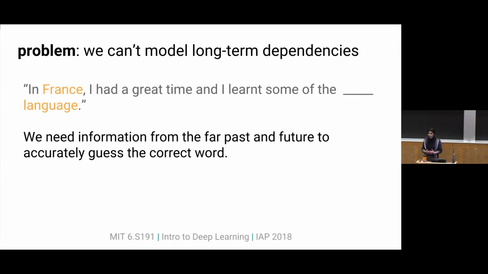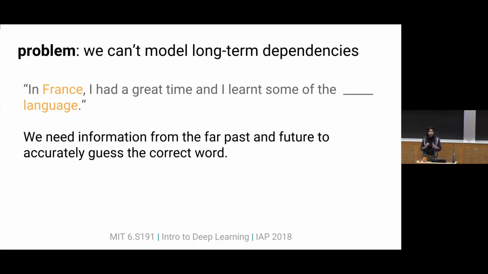To see this clearly, consider the sentence, "In France, I had a great time and I learned some of the blank language," where we're trying to predict the word in the blank. I knew it was French, but that's because I looked very far back at the word France that appeared in the beginning of the sentence. If we were only looking at the past 2 words, or the past 3 words, or even the past 5 words, it would be really hard to guess the word in that blank.